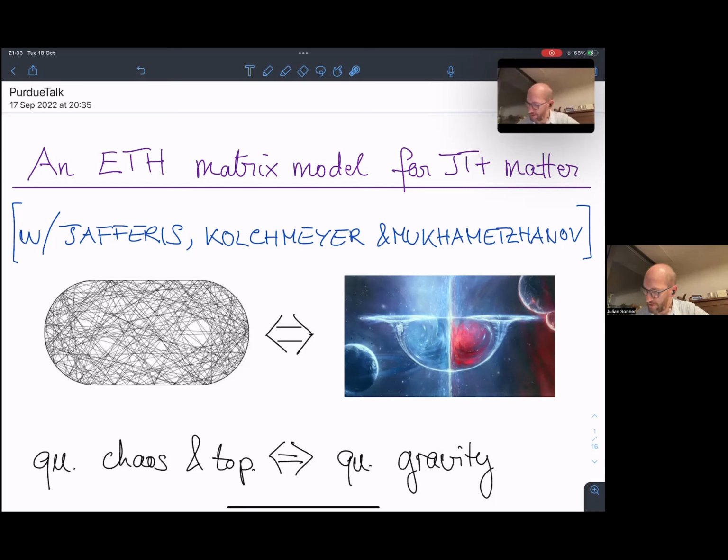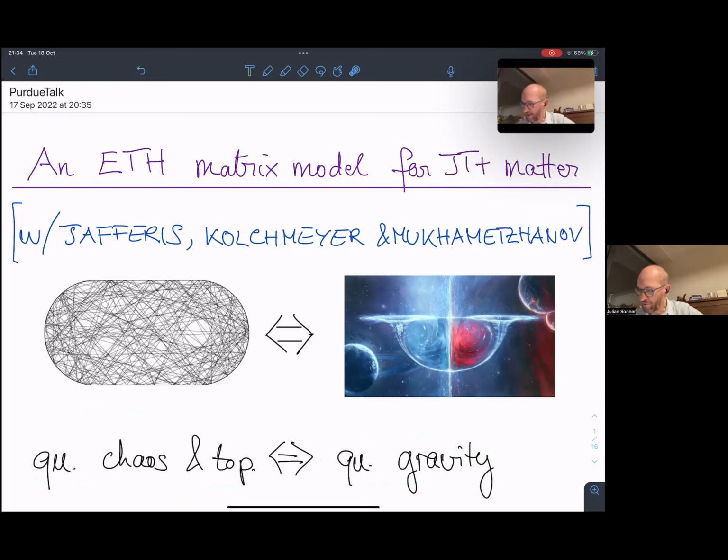So the general idea is actually to talk about quantum chaos, and also to sort of smuggle the idea of topology into the way that we talk about quantum chaos, and to see what we can do there and what we can learn about gravity, and in particular quantum gravity. Of course, we'll be more specific.